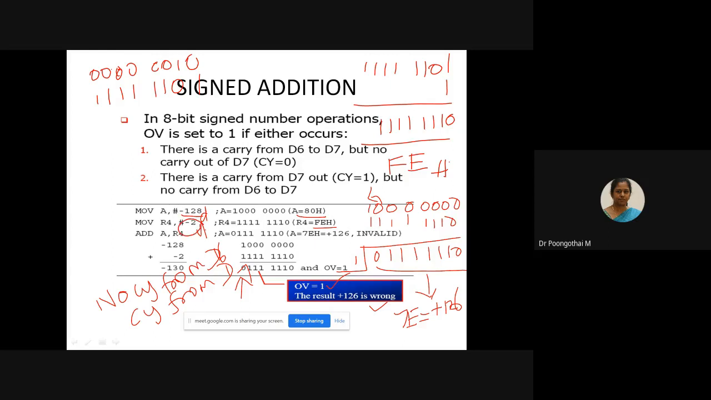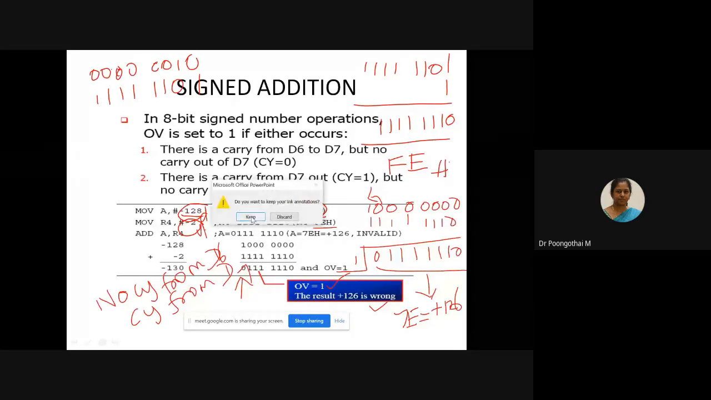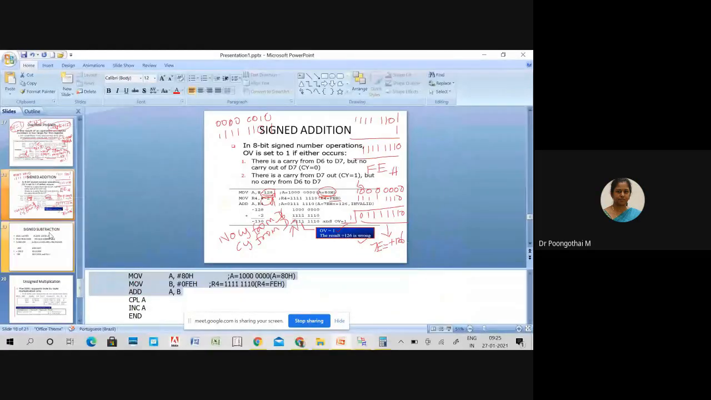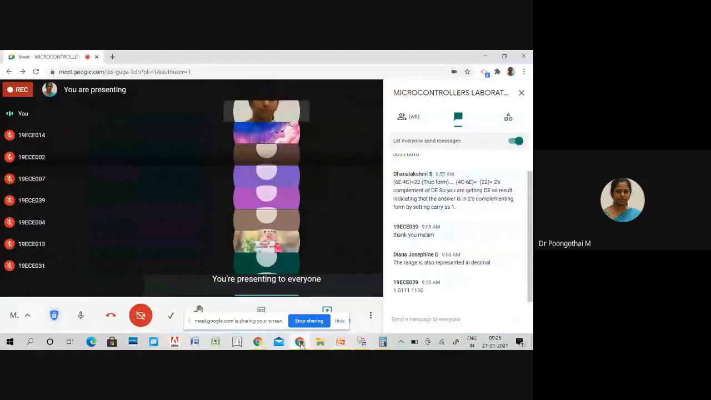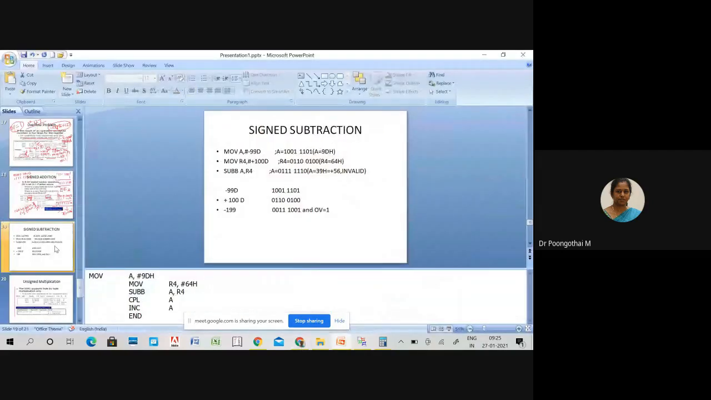Understood? In the same way, if you write it for 128, you can get this value 80. Okay? Yes, ma'am. So any doubts in signed addition, ma? Do you have any doubts? No, ma'am. Okay. So next one is the signed subtraction.